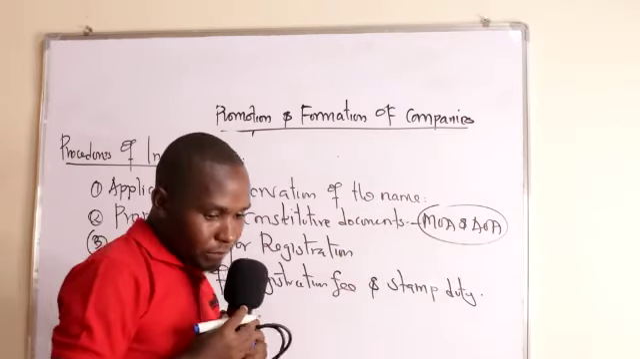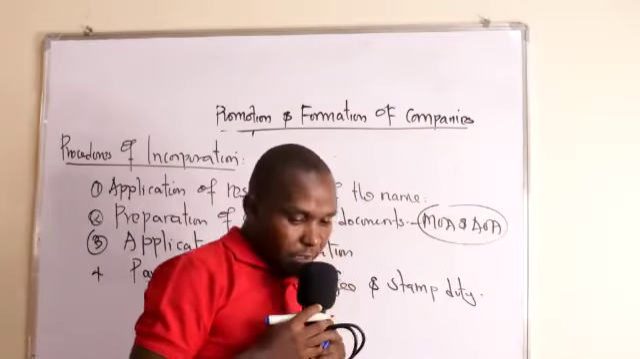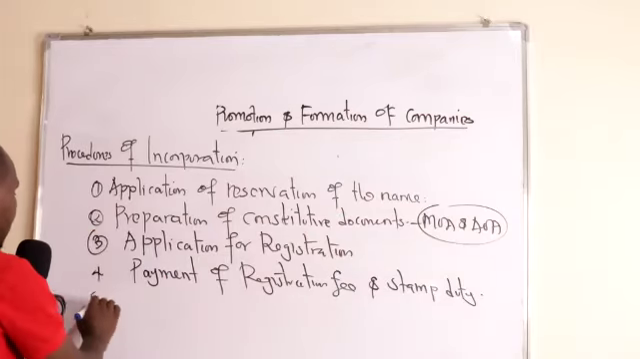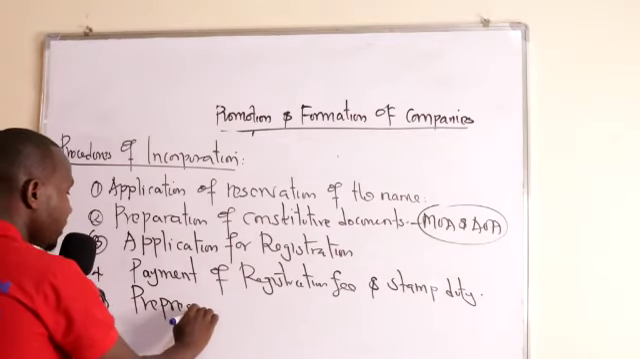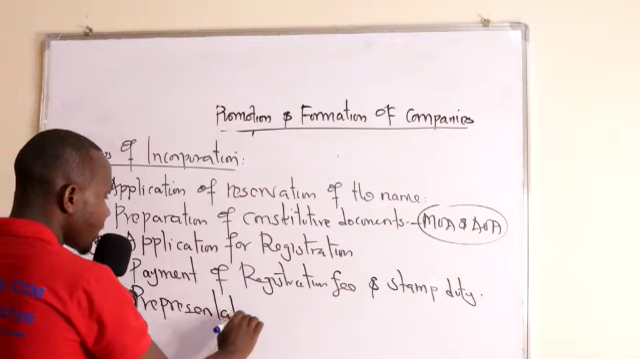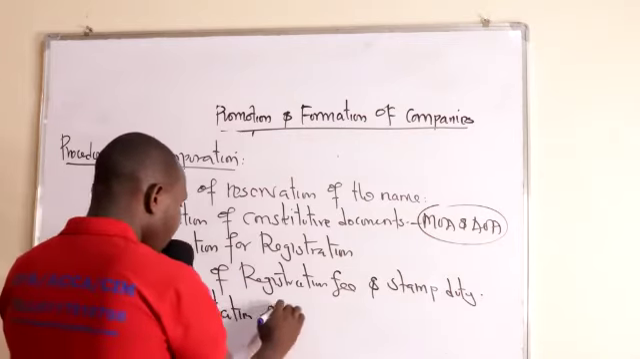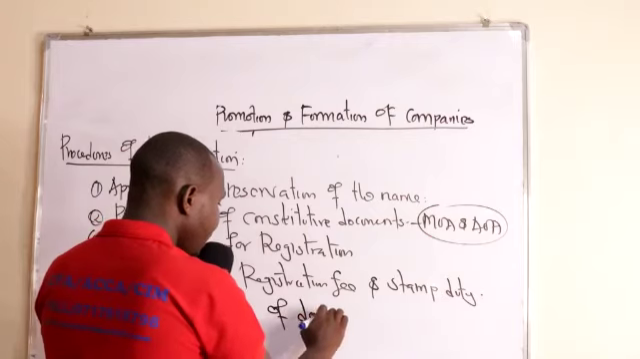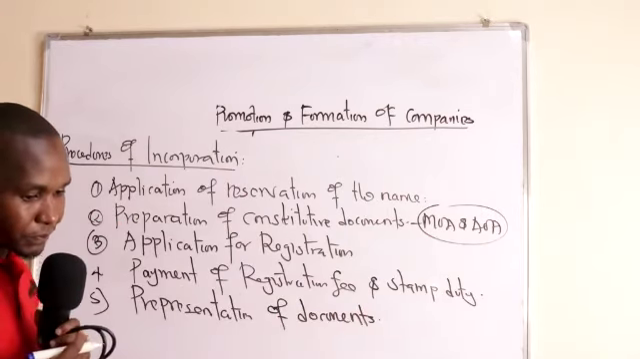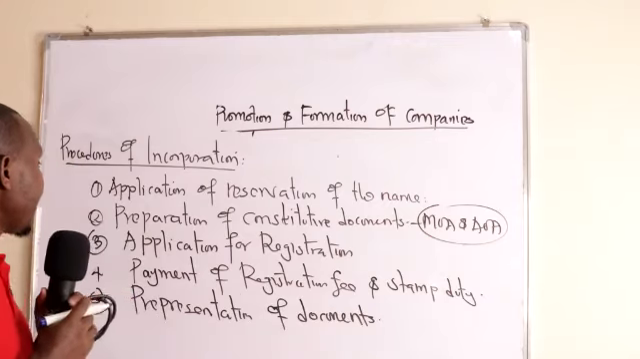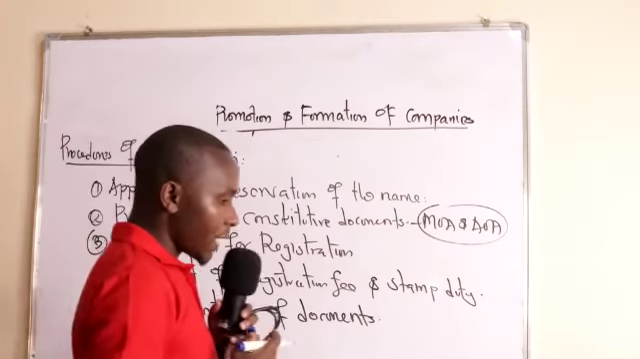Then the last one is the presentation of the document for registration. But nowadays these things you submit online, so you don't need to go to the register of companies at Sheria House. This one you upload online nowadays because of the technology. So that now makes the end of our procedures of forming the company.